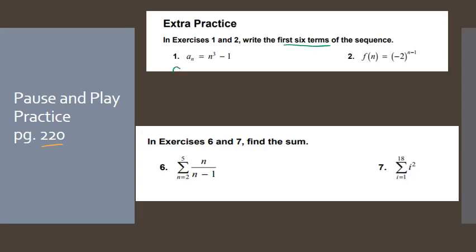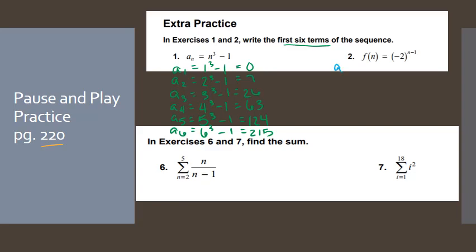Okay, so if I want the first 6 terms, that's going to be a sub 1. That means I'm going to plug 1 in for n. So my first term is going to be 0. I need to plug in a sub 2. My second term will be 7. I need to plug in a sub 3. My next term then would be 26, I believe. A sub 4 would be plugging the 4 in for n. That is 63. A sub 5, which is the 5th term, will be 5 cubed minus 1, which is 124. And then a sub 6 would be 6 cubed minus 1, which is 215. Okay, so it's pretty easy.